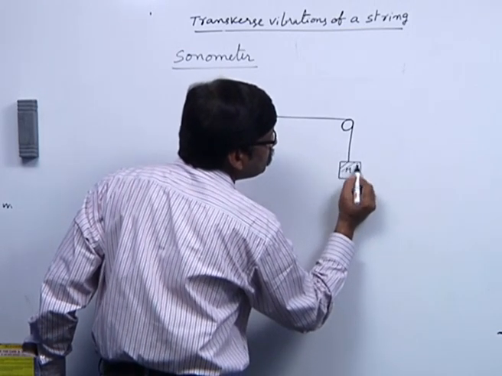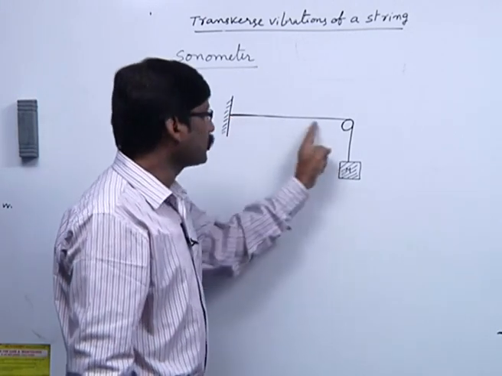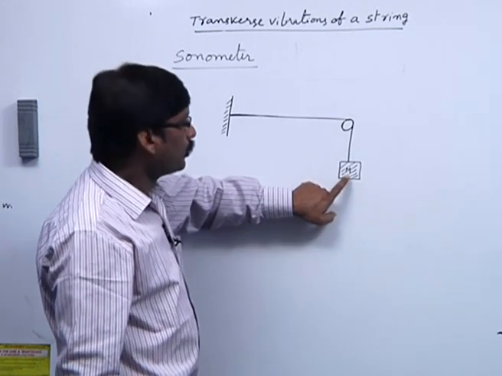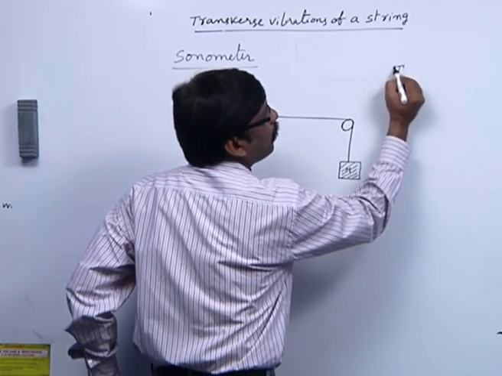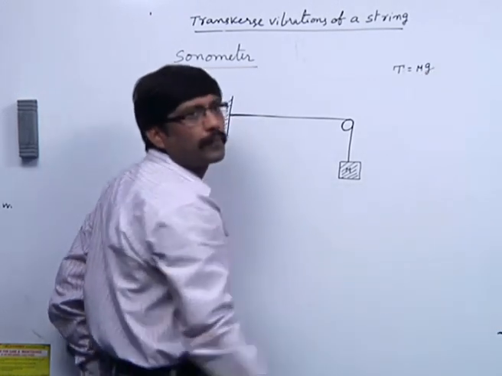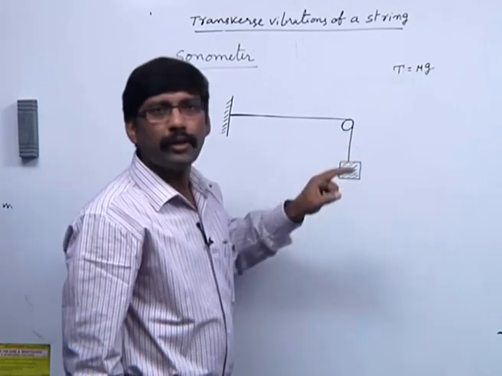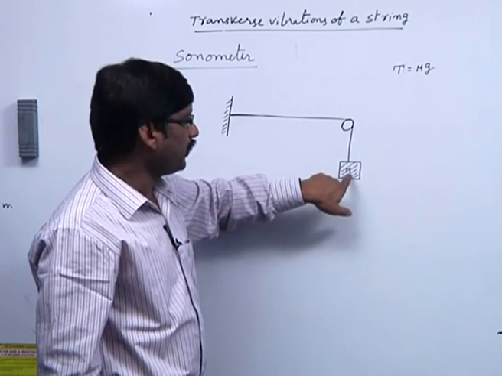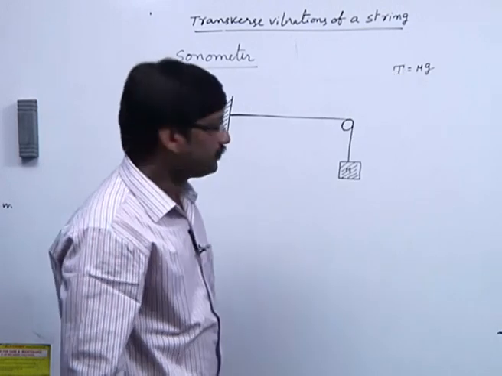The sonometer consists of a stretched wire, and to the other end of the wire a mass is connected. The role of this mass is that it provides tension to the string. By varying this weight attached to the other end of the string, I can vary the tension.